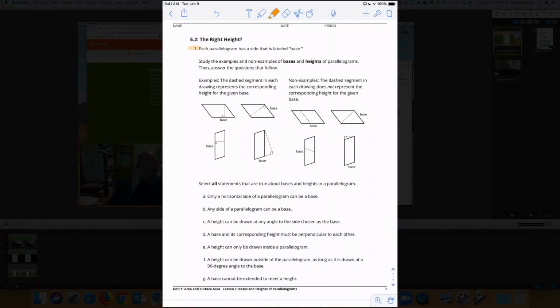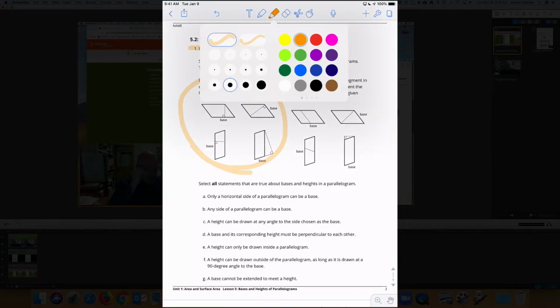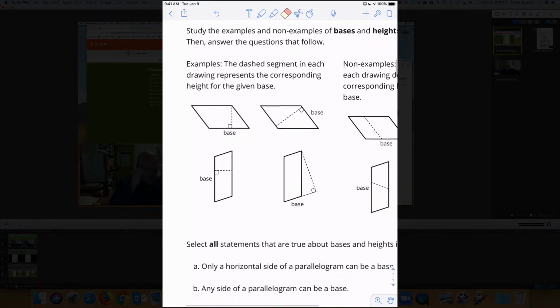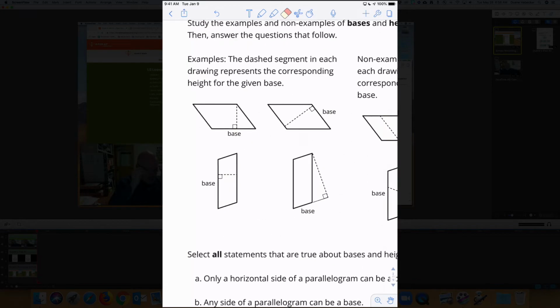All right, so here it says each parallelogram has a side that's labeled a base. You know what it should also say is each parallelogram also has some dotted lines, because we've got some examples of bases and heights, and then we have some non-examples of bases and heights. So the wording is a little not clear, but here we're going to look at some examples of bases and heights.